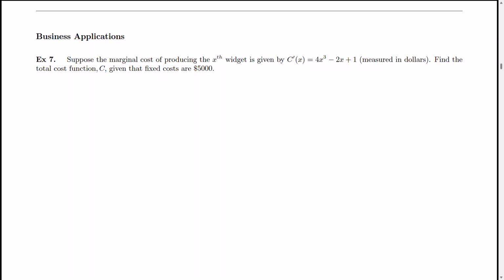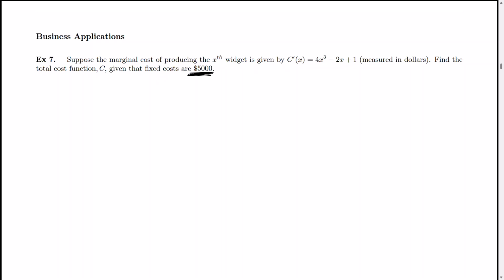So again, we're given c prime of x, and they want to find c. So they want the letter not to have the apostrophe. They want us to undo the apostrophe. That means they want us to undo the derivative, basically. So that's the process of anti-differentiation. And we're told that there are some given fixed costs. So what does this mean? This means that even when you don't make any units, you still have to pay, or it costs you $5,000.